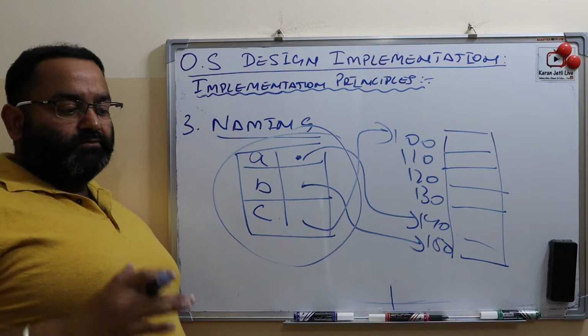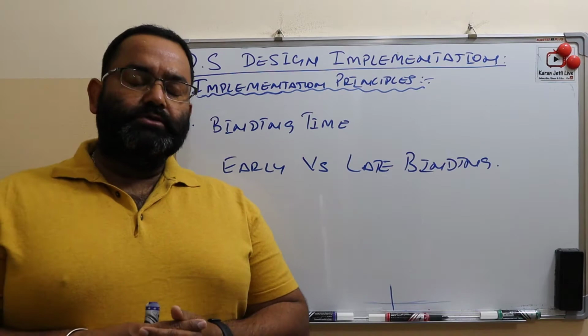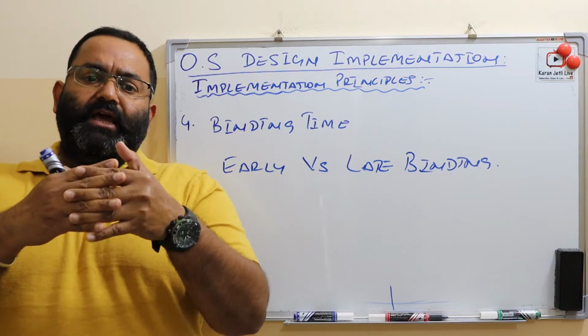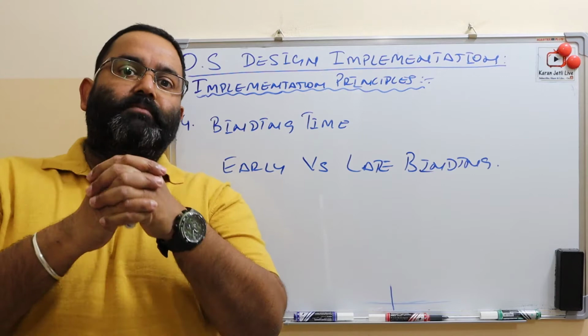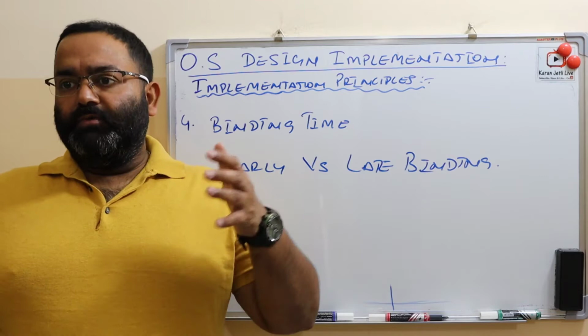The next principle which comes is called binding time. Now what is binding time? Basically, binding time is linking the data structures with the memory addresses where they will be loaded and stored when they are executed. We call it binding. Now, all of you know that when we have a program running, before we can run the program, it must be brought to the main memory of the computer.